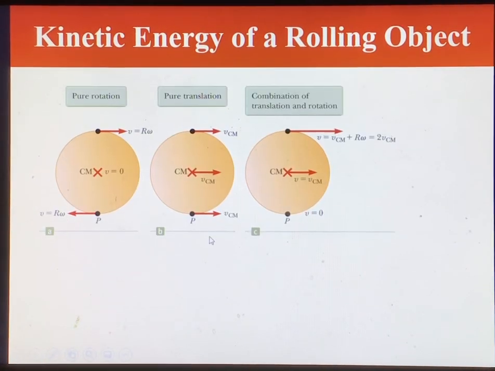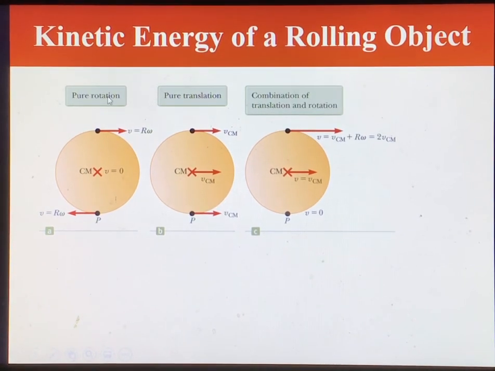All right. So if you analyze the kinetic energy of a rolling object, the first picture here is an example of a pure rotation. The velocity is always tangential, which is just r times omega, and the center of mass velocity is 0. And if this is pure translation, the object is just sliding. Every point is moving at the same speed, and this is called the center of mass speed, VCM.